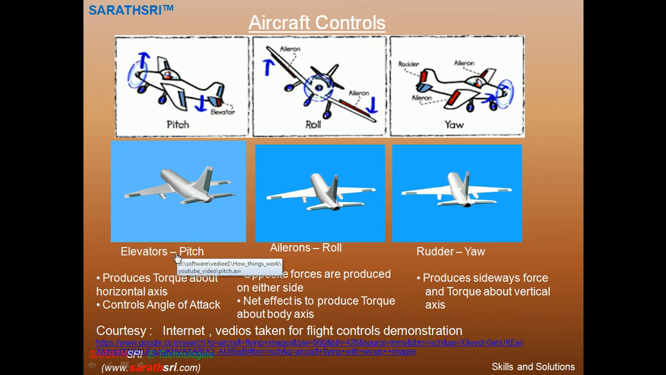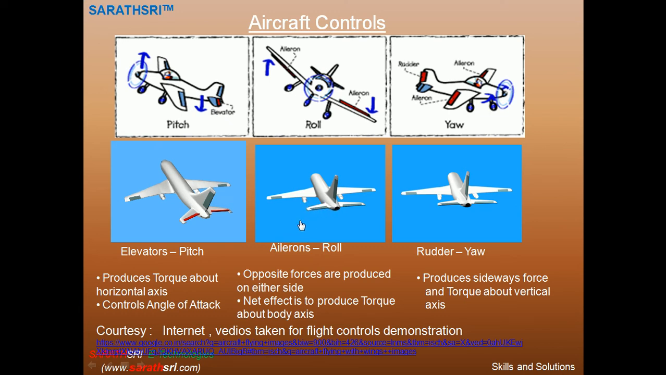If you see the elevator here, how is the elevator responsible for pitching? In steady flight, the force generated by the main wing and the tail wing is balanced, so these moments are balanced about the CG. But in case of pitching, you can see the moment operating, and it is pitching up. More force is generated, creating this kind of movement that lifts the aircraft up.